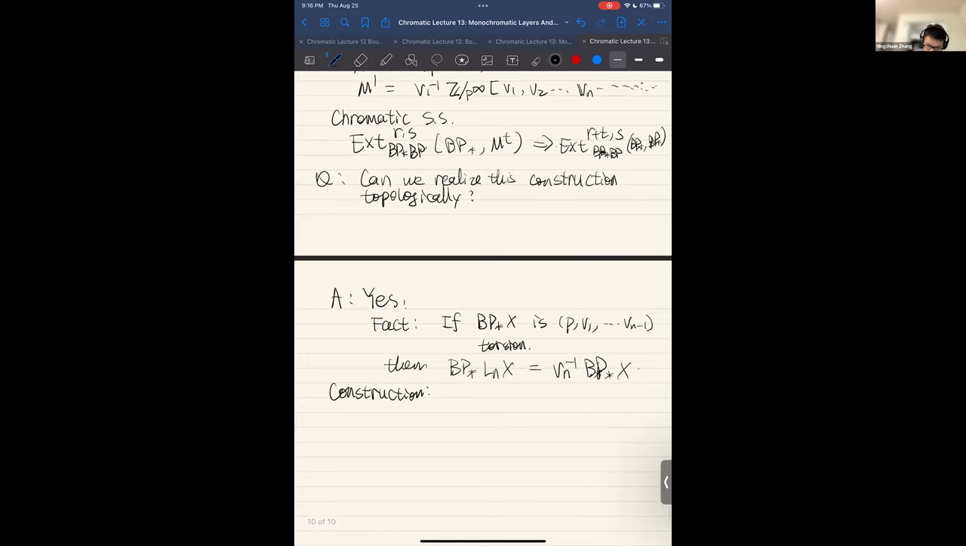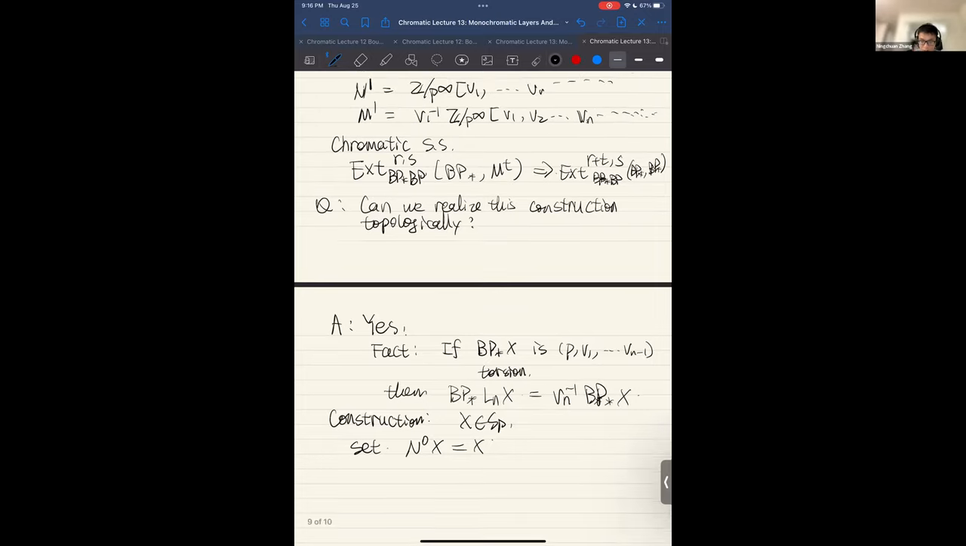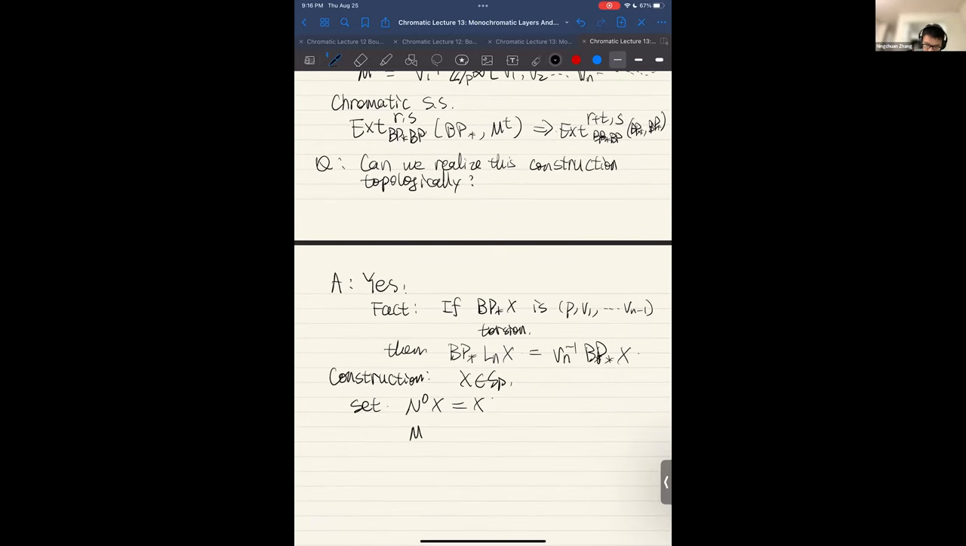For any spectrum X, we set N0 of X to be just X. And since we have this relation between Ln localization and inverting Vn in the construction of Mn, we'll inductively set Mk of a spectrum X to be the Lk localization of Nk of X. And then we define the next level Nk plus one by setting a cofiber. So you will have the natural localization map from NkX to MkX, and then you take the cofiber, that's Nk plus one of X.